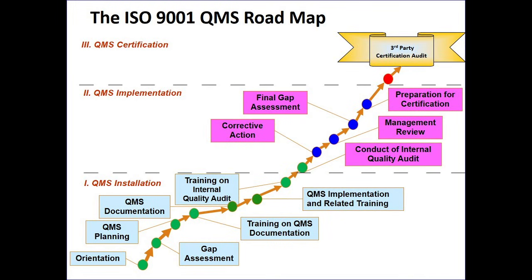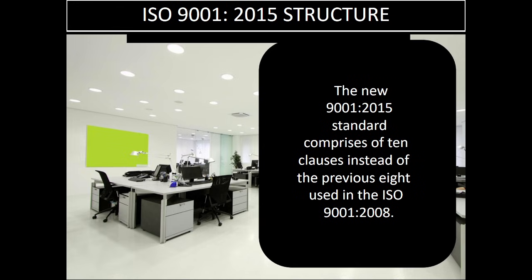Thereafter, the team is going to conduct a management review meeting. Within the ISO standard, we have a clear-cut agenda on the items which are supposed to be discussed during the management review meeting. After the management review meeting has been conducted, a final gap assessment is going to be done, and thereafter the organization will start preparing for certification, which now takes us to the final stage, which is QMS certification. Now, the organization is going to invite a third-party certification body, which is going to conduct the audits. Thereafter, if they pass, the certificate is going to be issued.